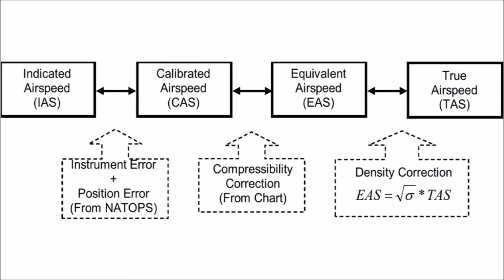Knots indicated airspeed, abbreviated as KIAS, is the speed shown on the airspeed indicator and is expressed in knots. Knots true airspeed, abbreviated as KTAS, is the airspeed expressed in knots relative to undisturbed air, which is KCAS corrected for altitude and temperature.